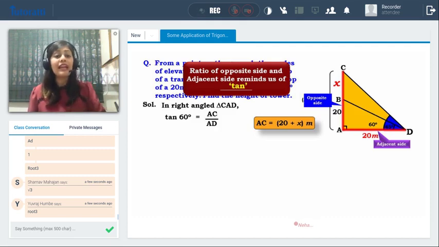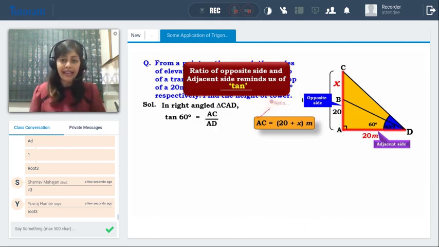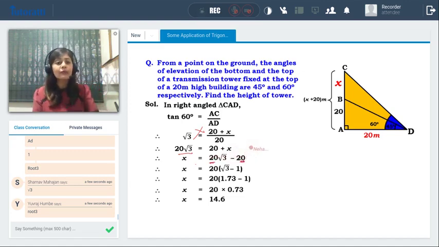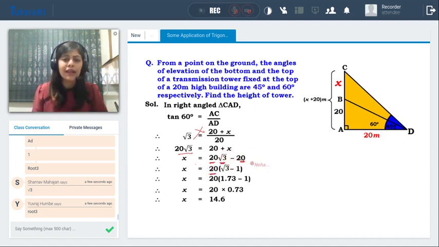Let's quickly substitute every bit that we know. Right now, we are going to consider AC as 20 plus x. So we're going to substitute that as well. So root 3 is 20 plus x upon 20. Let's quickly cross multiply. 20 root 3 is 20 plus x, so x is 20 root 3 minus 20. You can always take common, students. Taking common makes your life easier. It's not a hard and fast rule, but taking common definitely makes your life easy. So we take 20 common. What remains in the bracket is root 3 minus 1.